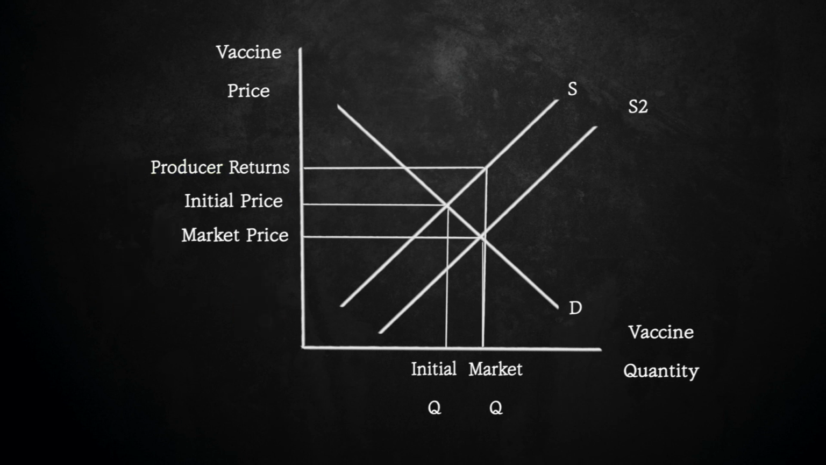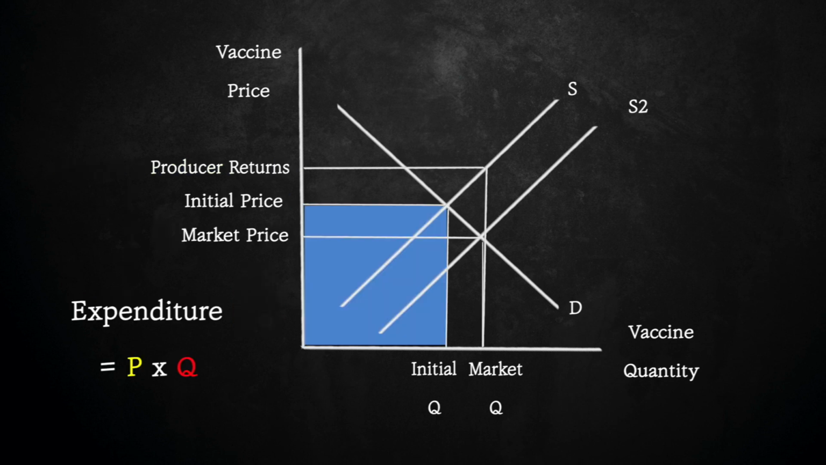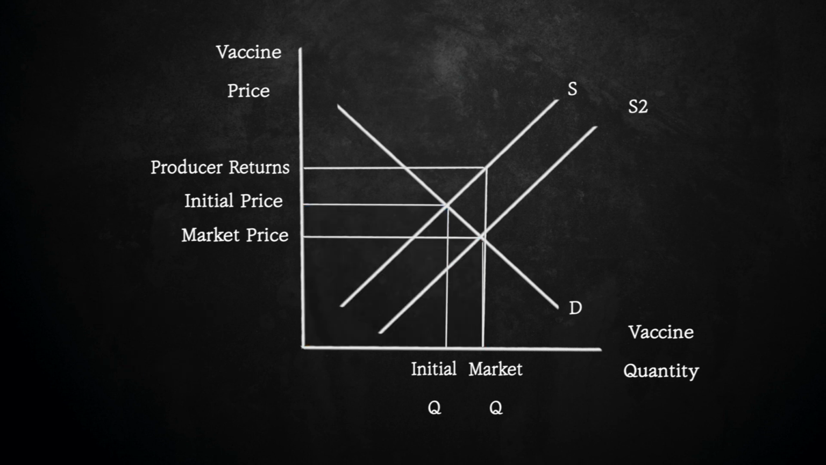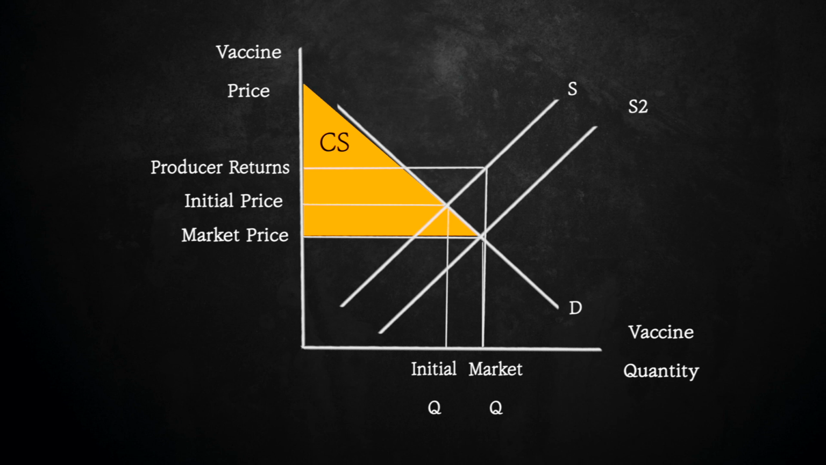So you can see that the consumer expenditure before was this rectangular area, whereas now it's represented by this rectangle. And because they gain access to more quantities of vaccine at lower prices, consumer surplus increases from this triangle to a larger one here. And meanwhile, producer surplus has also increased as they sell more at higher prices. So it's a mutually beneficial aid for producers and consumers.